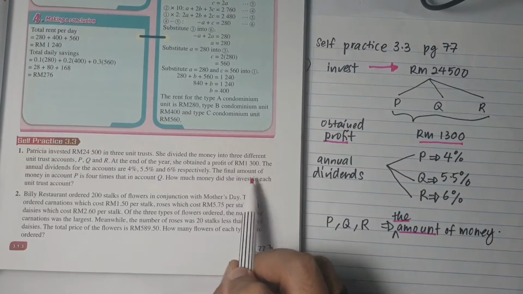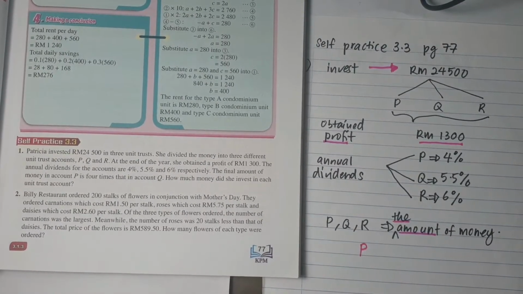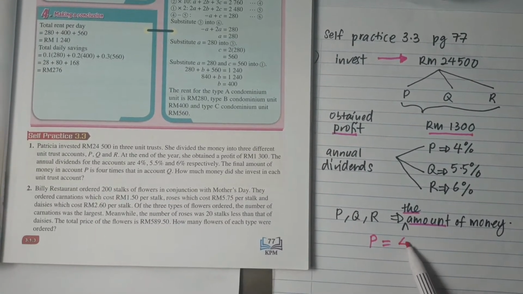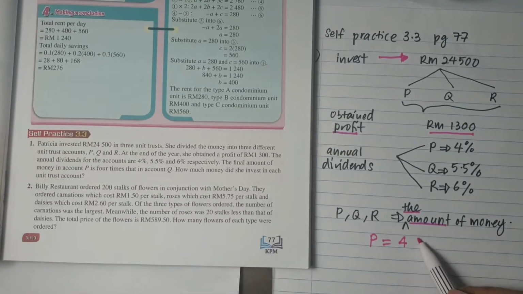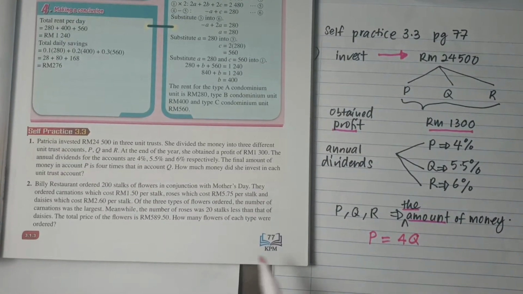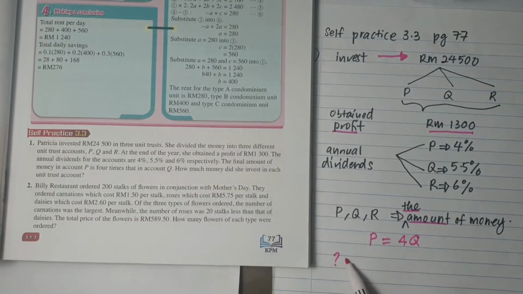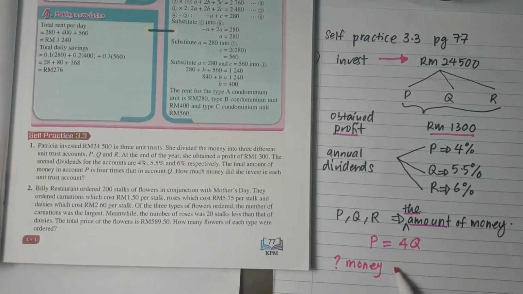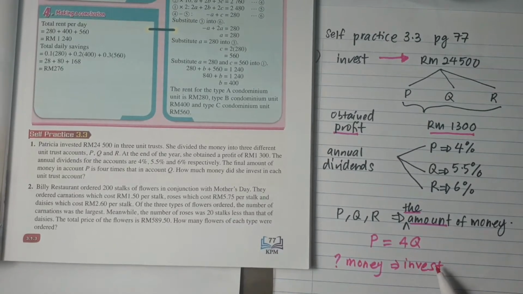Next, the final amount of money in account P. The final, so P represent the amount of money, right? So based on this sentence, the final amount of money in account P is equal to 4 times that in account Q. So you get one equation here. Next, how much money did she invest in each unit trust account.